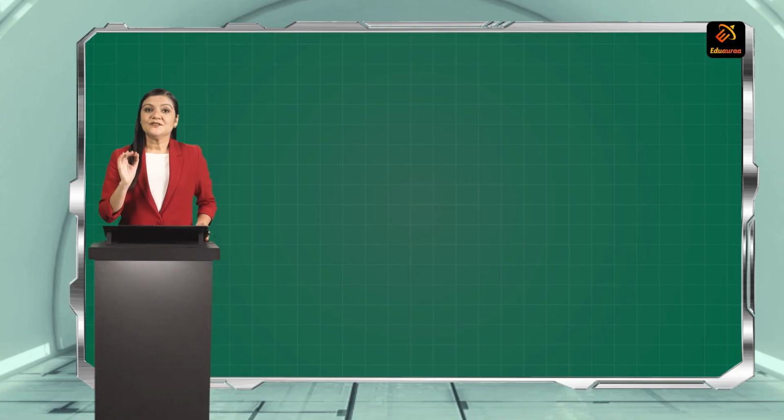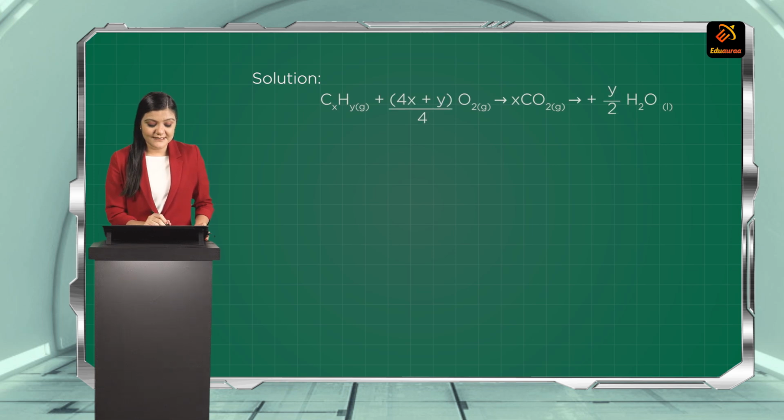Now students, in this question we have to find out the formula of the hydrocarbon, and the hydrocarbon is undergoing a combustion reaction. So we will write down the equation: CxHy, where CxHy is the hydrocarbon, plus O2 gives CO2 and H2O. H2O will be in the liquid state. We will balance the equation. X moles of C, so we will get x moles of CO2. Y moles of H, so we will have y by 2 moles of H2O. At the end, we will balance the oxygen.